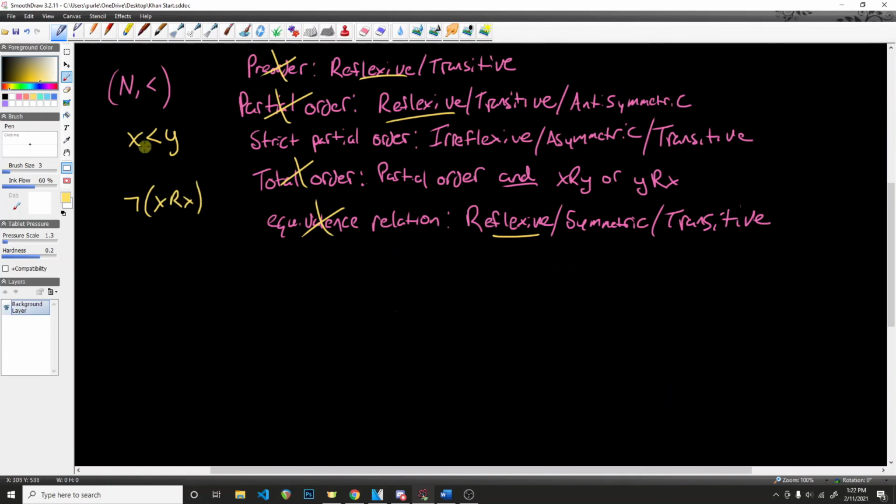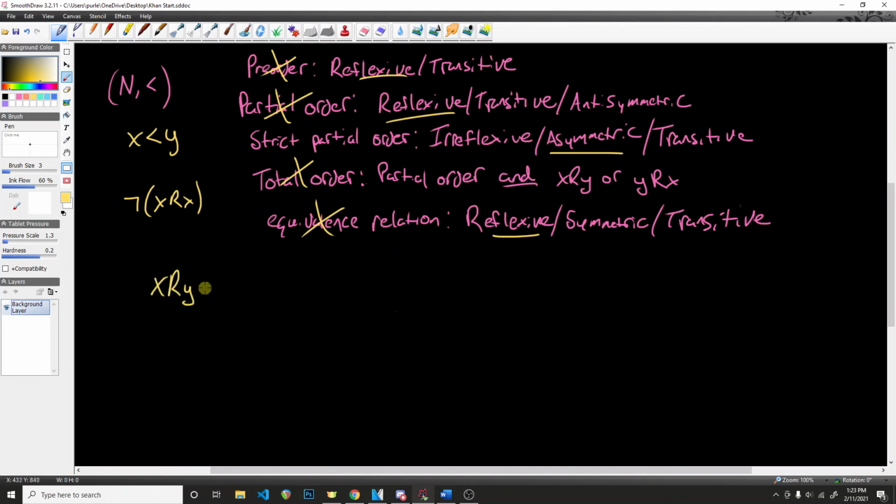Is it true that for all values, it is never true that x is less than itself? Because x is equal to x, therefore this cannot be true. We just know that. We don't actually have to do a proof in order to know that implicitly. The next thing we want to look at is, is it asymmetric?